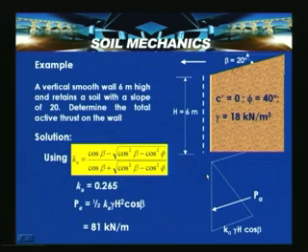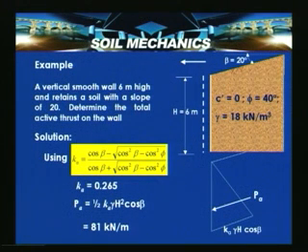Now, before discussing Coulomb's theory, in the last class we discussed a vertical smooth wall with an inclined slope surface. The ideal Rankine wall is a vertical wall which is smooth in nature, with a horizontal backfill surface. But Rankine's theory can be extended by assuming that the stresses, sigma A, act parallel to the slope surface. So, from the discussions we made in the previous lecture, we can solve this problem.